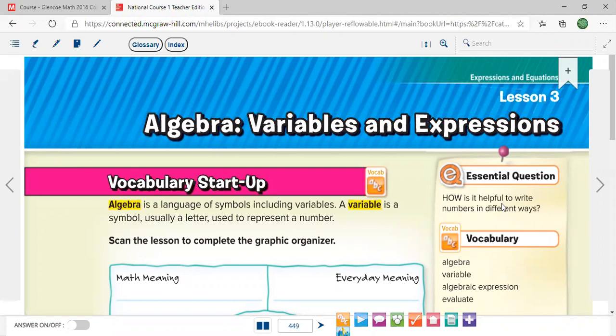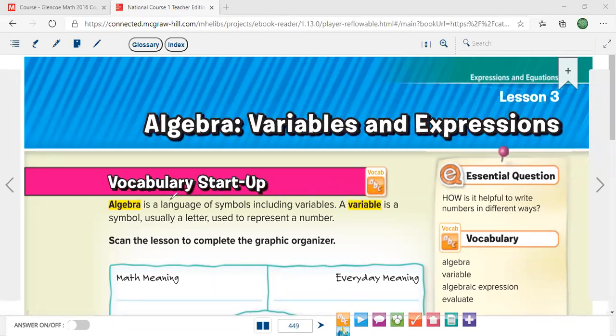In chapter 6, lesson number 3, variables and expressions. Algebra is a language of symbols, including variables.